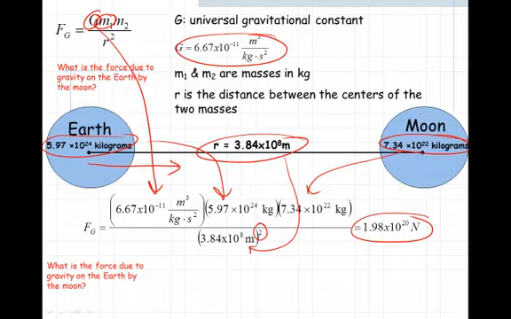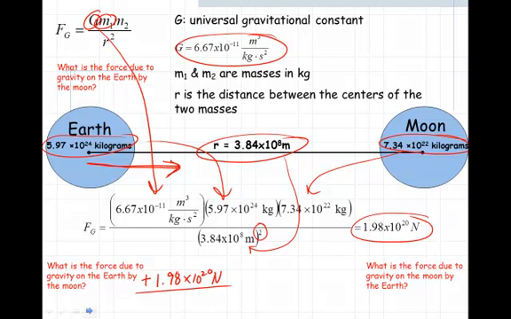What is the force due to gravity on the Earth by the Moon? So that would be in this direction. That direction would be to the right, so we would consider that a positive 1.98 times 10 to the 20th newtons. And that's just based on the way we drew this picture. If we were asked, what is the force due to gravity on the Moon by the Earth, it would be in the exact opposite direction. That would be negative 1.98 times 10 to the 20th newtons.